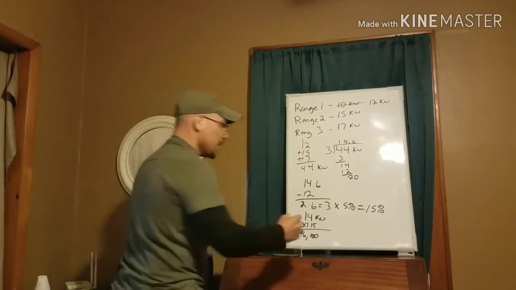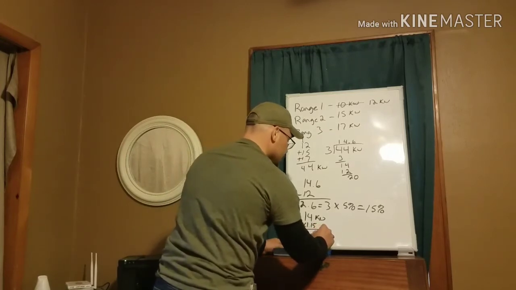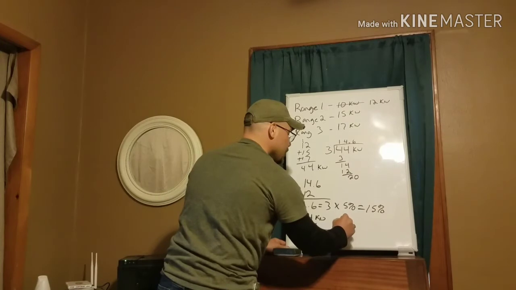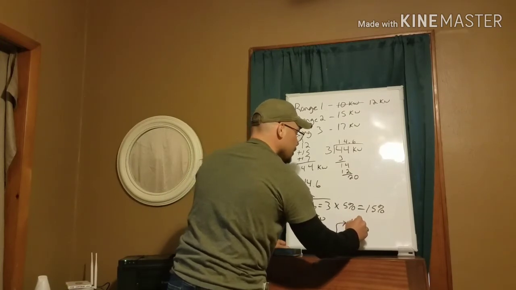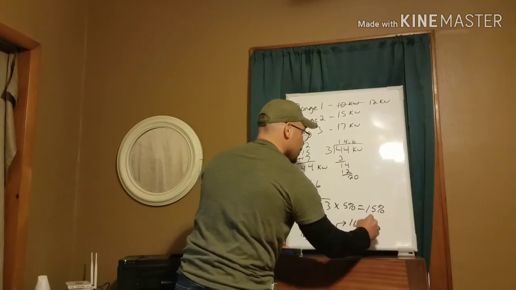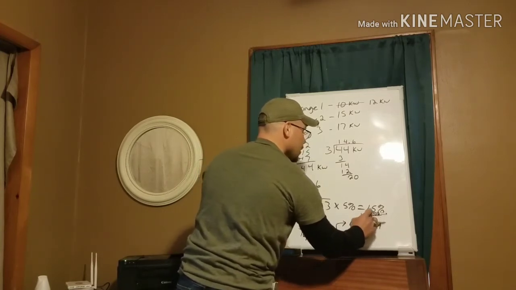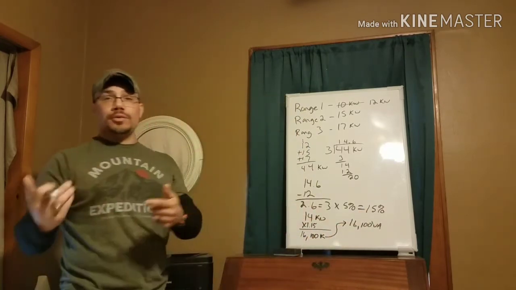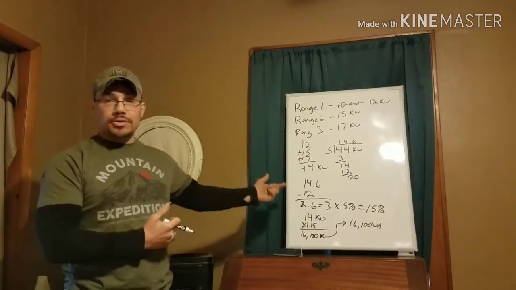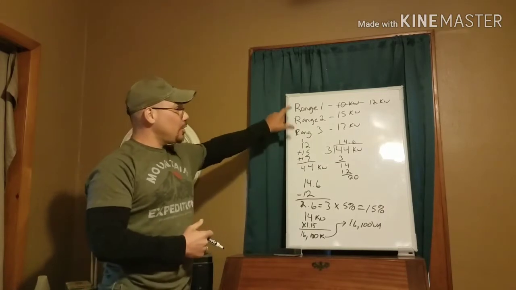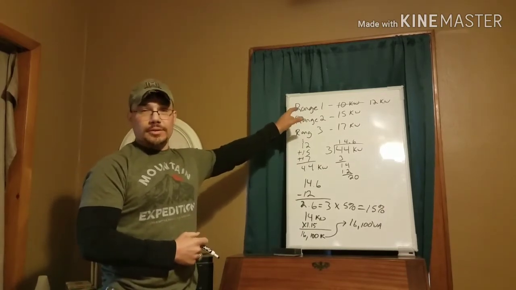Okay, again, which transfers to 16,100 VA. Okay, yeah, VA. And so then that is the number we would use for sizing our service conductors, based off of all these ranges. Does that make sense?